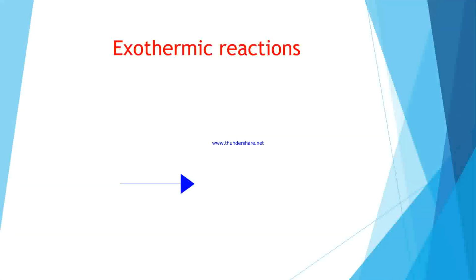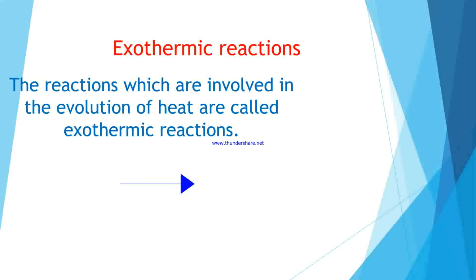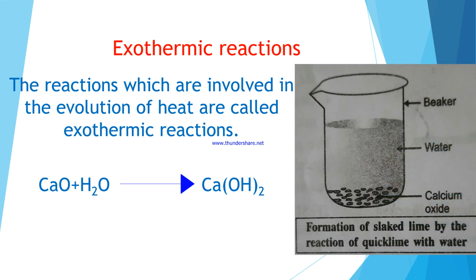Let me explain the difference between exothermic reaction and endothermic reaction. What is an exothermic reaction? Any reaction in which heat is evolved is considered to be an exothermic reaction. When calcium oxide, quicklime, reacts with water, it converts into calcium hydroxide, that is slaked lime. With the supportive image, this is known as an exothermic reaction.